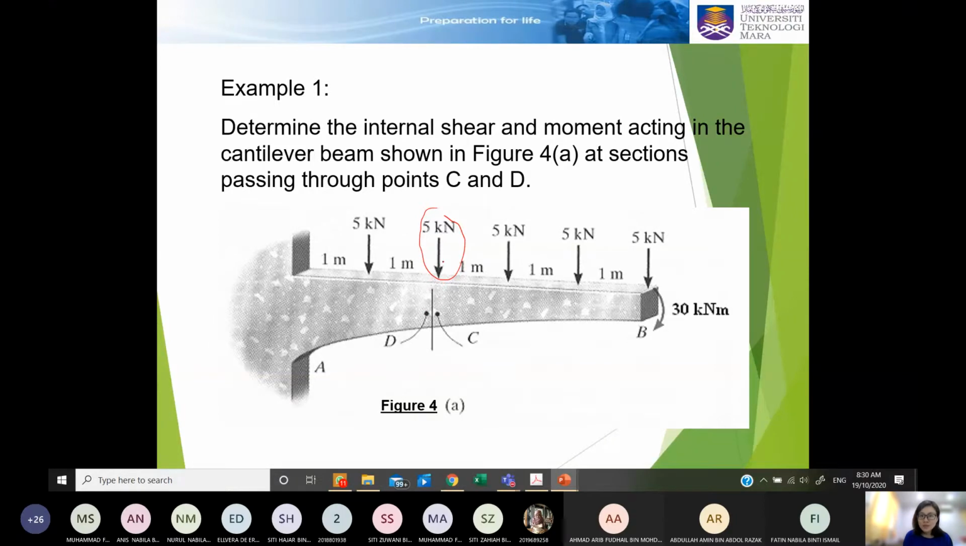So what you need to do is cut a section of this beam. This is a cantilever beam. If you idealize this, it is actually a fixed end here, and this is your beam, with 5 kilonewton loads spaced 1 meter apart, and then there is a 30 kilonewton meter moment. Okay, so this is how you idealize it.